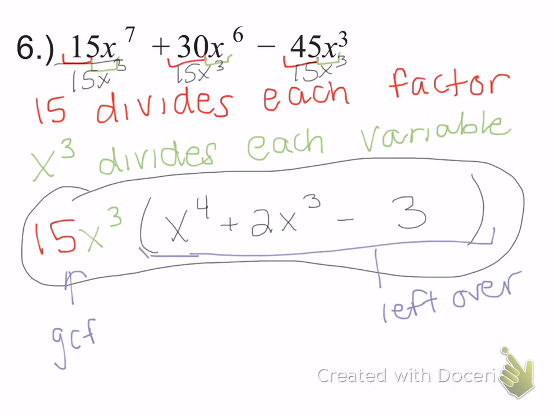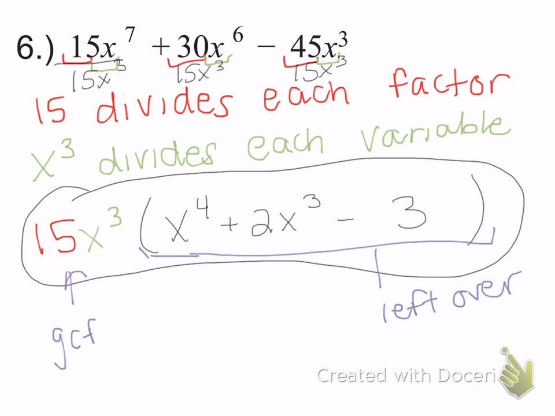All right, this is what your problem should look like. You see that you've got three terms. You got 15, 30, and negative 45. And you can see that 15 divides each of those factors. So we would divide each term by 15. Well, before we do that, let's go ahead and look at our x's. So you can see that the first one has 7, the second term has 6, and the last term has 3. So we can see that we could take 3 x's, so x to the third, out of each term.